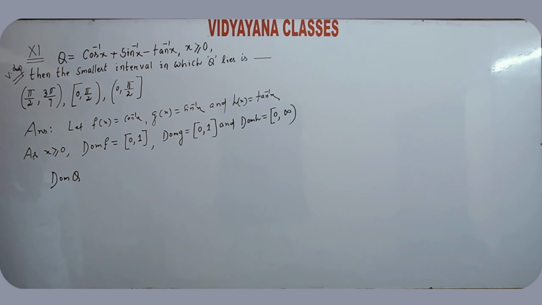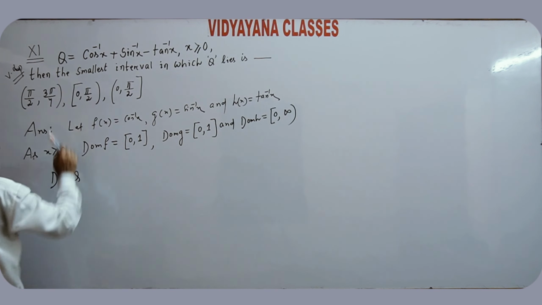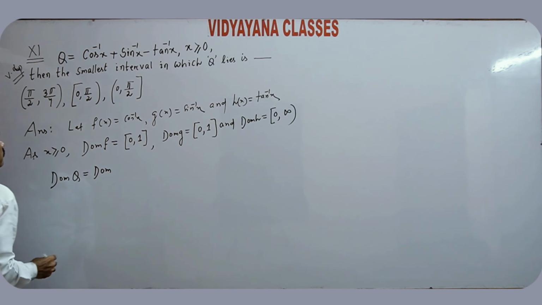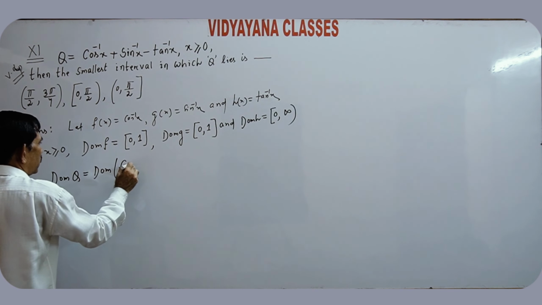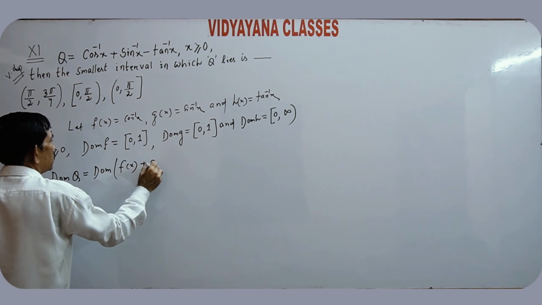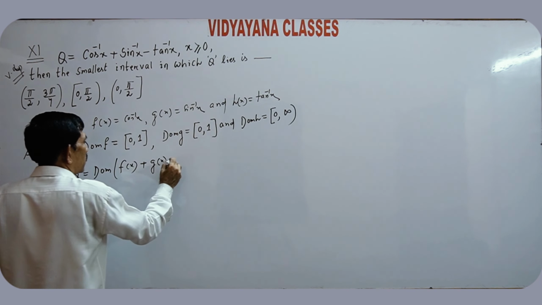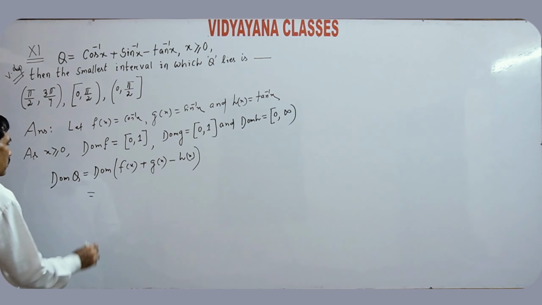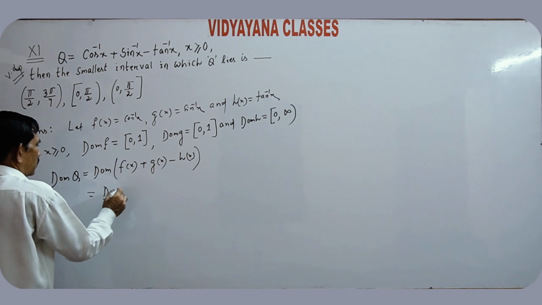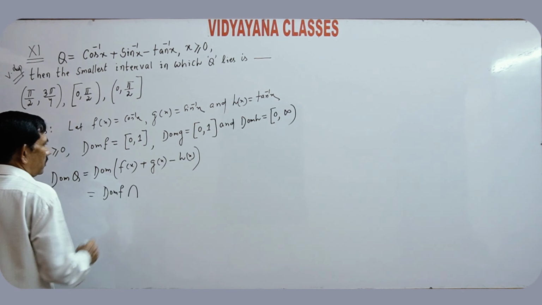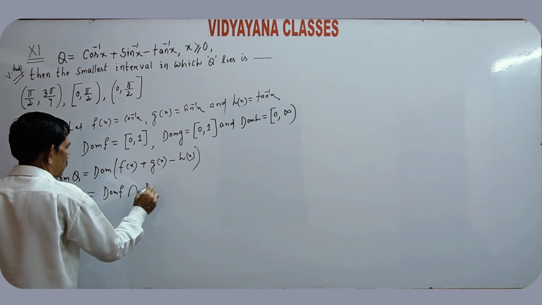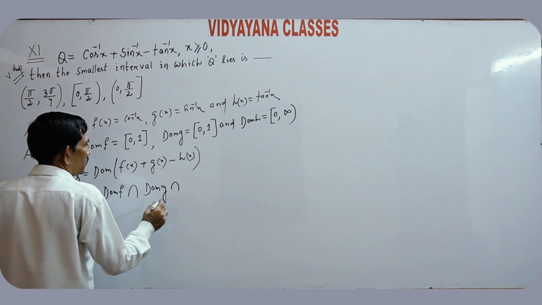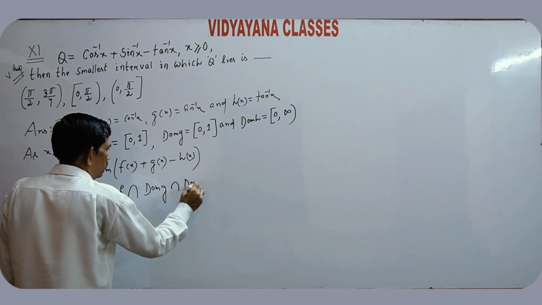Dom theta. What is theta? Theta is equal to f(x) plus g(x) minus h(x), so the domain is the same as dom f intersection dom g intersection dom h.